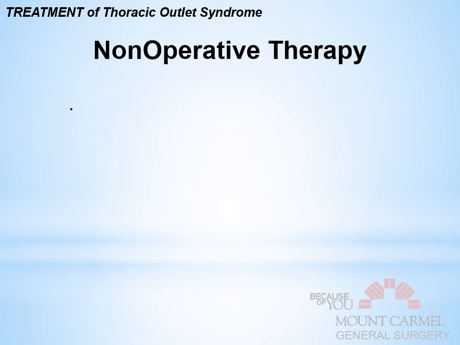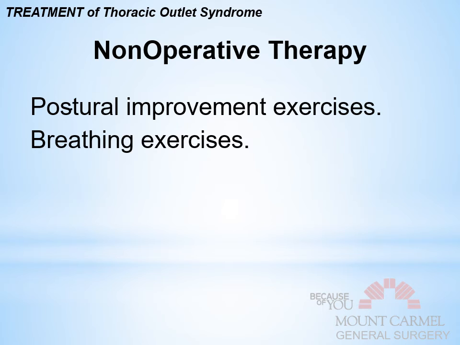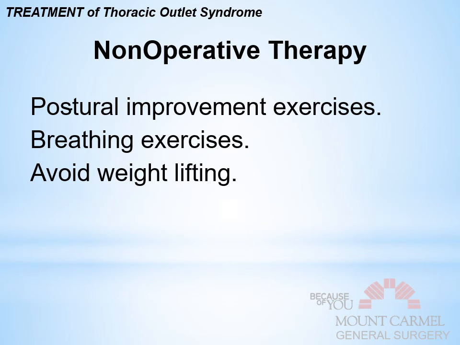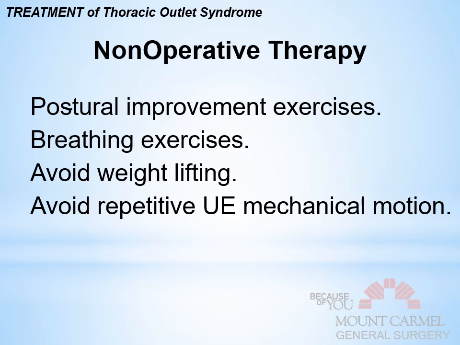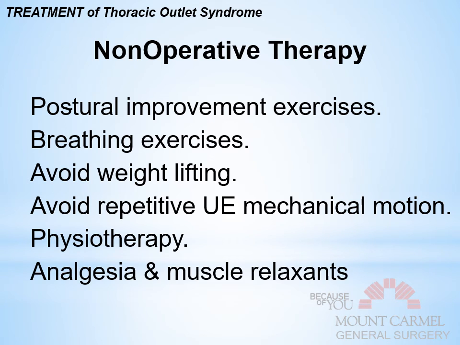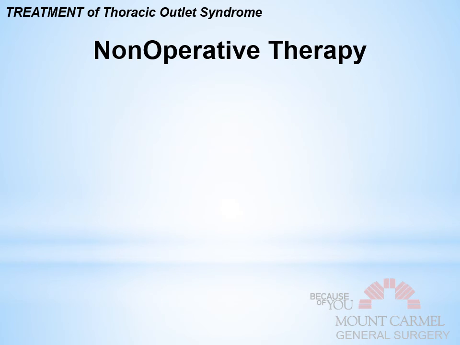All right, so what are the therapeutic options? Just like everything, we start with non-operative therapy. So it's postural improvement, breathing exercises, avoiding weightlifting, avoiding repetitive upper extremity mechanical motion, and then physiotherapy. And of course, analgesia and muscle relaxants. Interestingly, here is this final option, which is antidepressants. There's a lot of recent literature suggesting antidepressants seem to help a lot here, but certainly when used in conjunction with the other things, probably giving a patient the best shot of non-operative management.